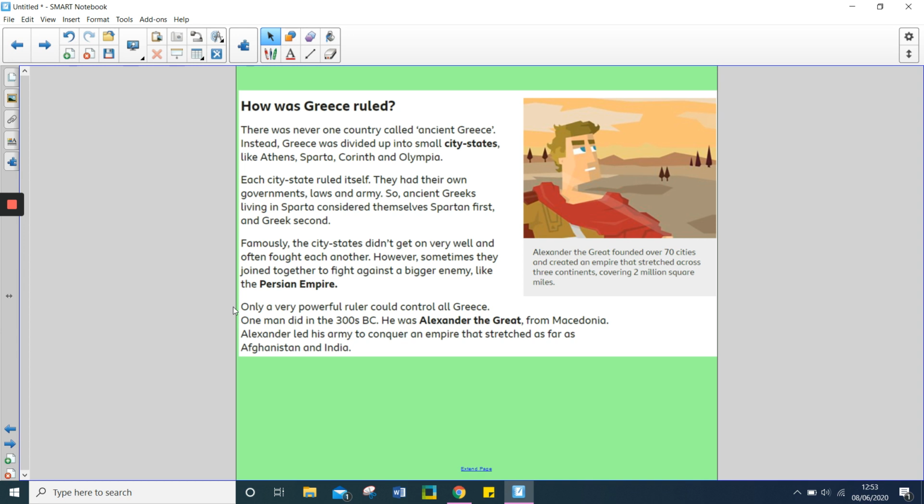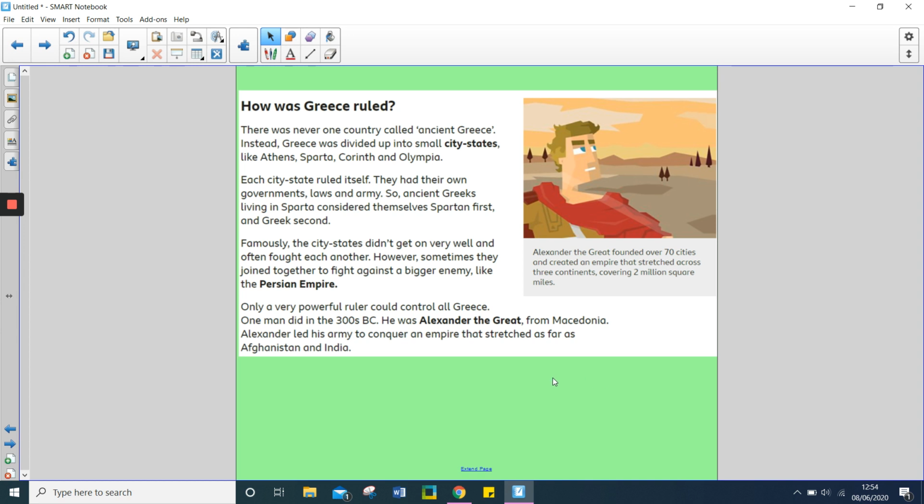Only a very powerful ruler could control all of Greece. One man did in 300 BC. He was called Alexander the Great from Macedonia. Alexander led his army to conquer an empire that stretched as far as Afghanistan and India. So another little fact up here, it says Alexander the Great founded over 70 cities and created an empire that stretched across 3 continents, covering 2 million square miles.